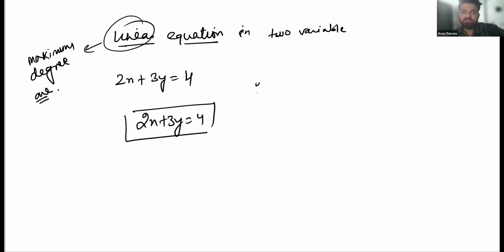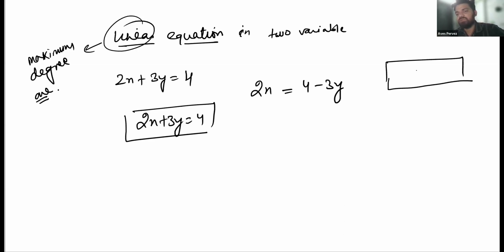Let me explain. For example, you have 2x is equals to 4 minus 3y. This y goes to this side. Let me ask: calculate at least 3 solutions for this linear equation. You need to put in values of x and y. For example, x is 4 minus 3y upon 2. Why? You are just moving the 3y to this side so that you can get the value of x.